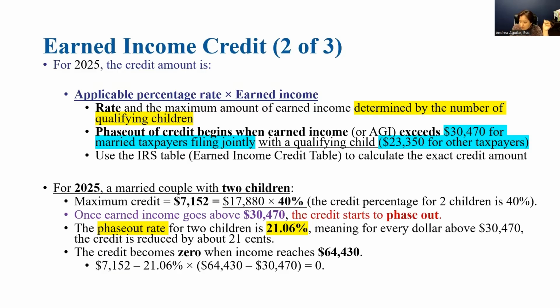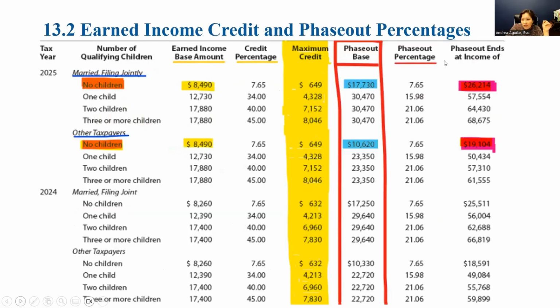That gives us $33,960. You're going to multiply that by 21.06%. And that gives us exactly 7,152. So maximum credit would be decreased by 7,152. The result is zero. So you end up with no earned income credit once you reach this amount. Okay, so what am I talking about? I mean, it's kind of hard to see it there, but here you're gonna see it a little bit better.